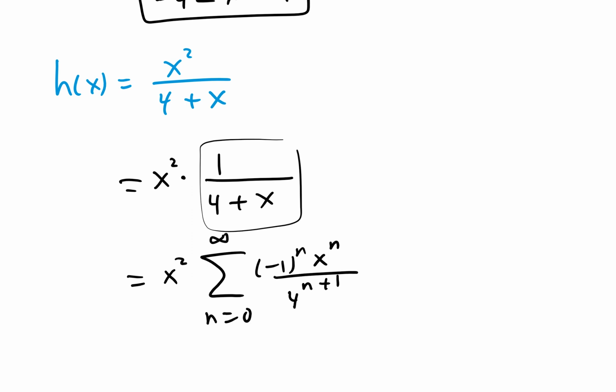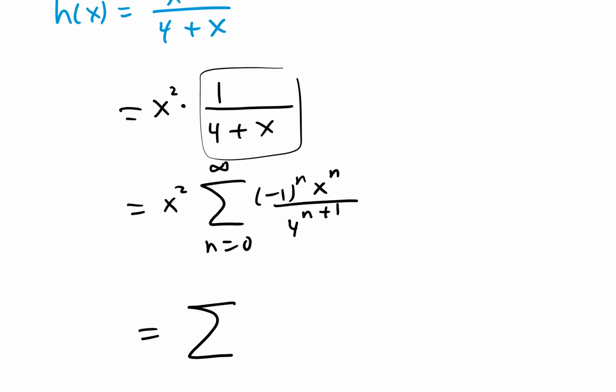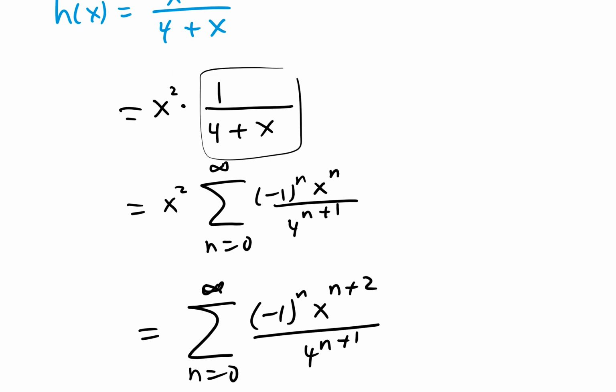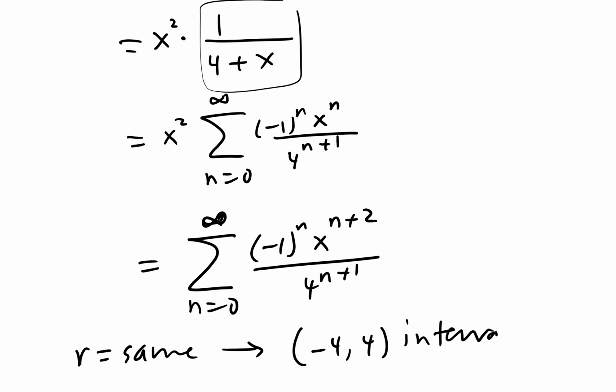And notice what is changing is n, not x. So you can multiply the x squared in to get the sum of negative 1 to the n, x to the n plus 2, divided by 4 to the n plus 1, n goes from 0 to infinity. And because r stays the same, the interval of convergence stays the same as before, the previous example.